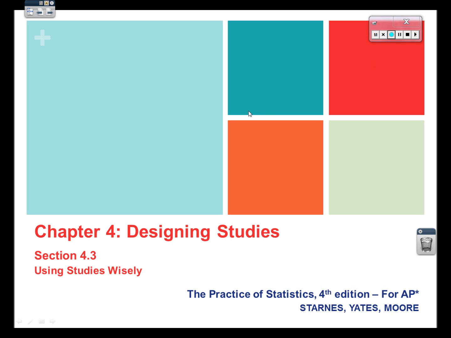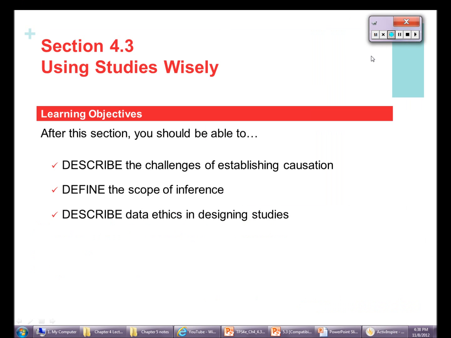The next part I want to talk about is just some loose ends from section 4.3 from your text. I'm going to highlight some of the main concepts right out of the textbook. You can follow along with the textbook if you so choose. The key points out of section 4.3 are describing the challenges of establishing causation, defining the scope of inference, and describing data ethics in designed studies.